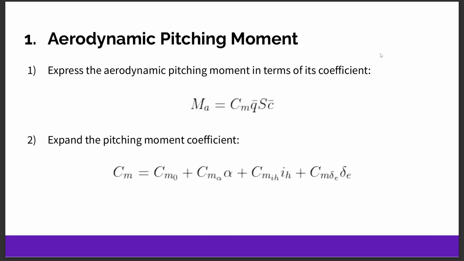We will start by expressing it in terms of its coefficients, expand the coefficients, and derive an expression to find the subcoefficients. So as you can see, the pitching moment coefficient actually depends on the same parameters as the drag coefficient and the lift coefficient, and that is alpha, the angle of attack, IH, the incidence of the horizontal stabilizer, and delta E, the elevator's deflection.